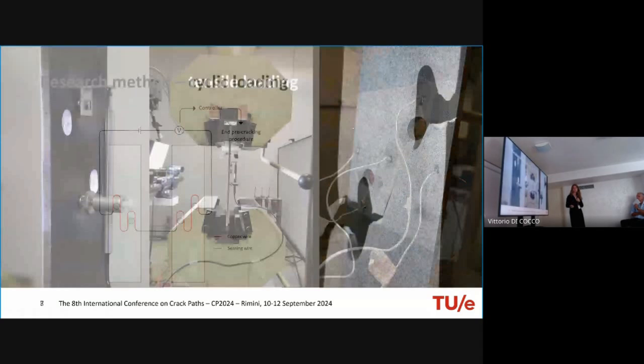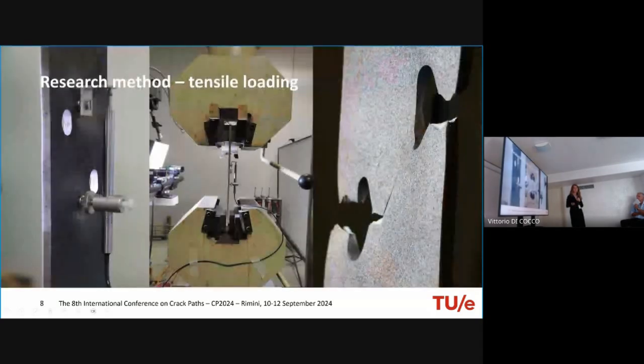Okay, for the tensile test, this is the setup. The left picture shows the LVDT on the back side of the specimens. The middle shows the machine setup, and the right picture is a picture of one of the specimens during the tensile failure test.